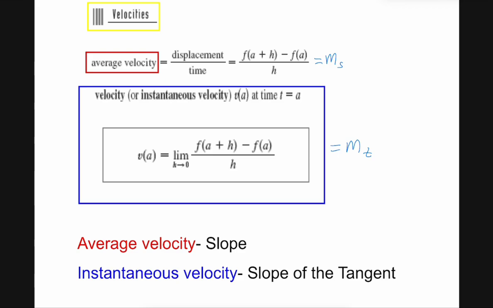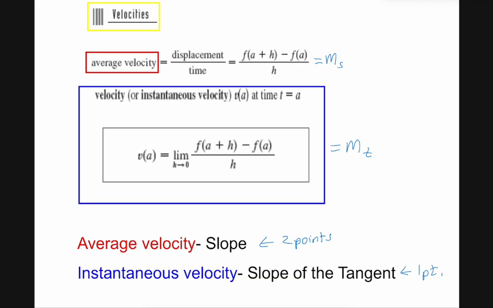So if they just say, what is the velocity at time A? They're talking instantaneous rate of change at that particular spot. That's going to be the limit formula. If they say, what is the average velocity, and give you from time A to time B, that is the first formula, just a normal slope formula. So you have to know the difference. I cannot stress it enough. Average velocity, they're always going to give you 2 points. Instantaneous velocity, they're going to give you 1 point.